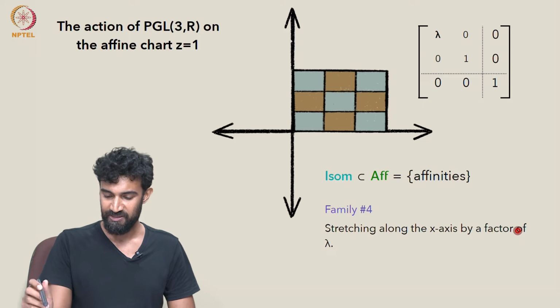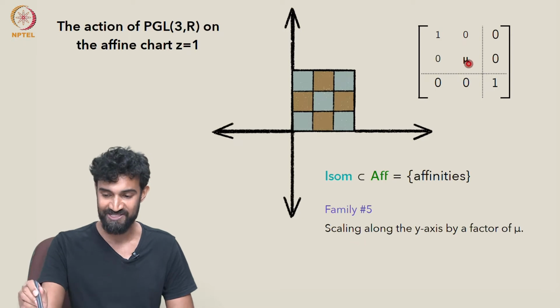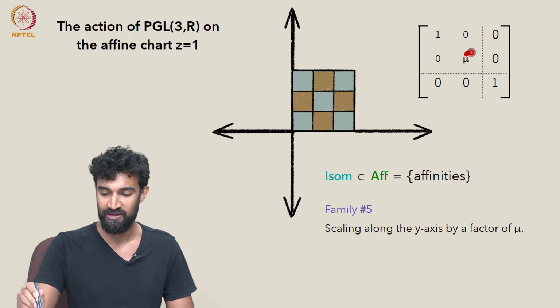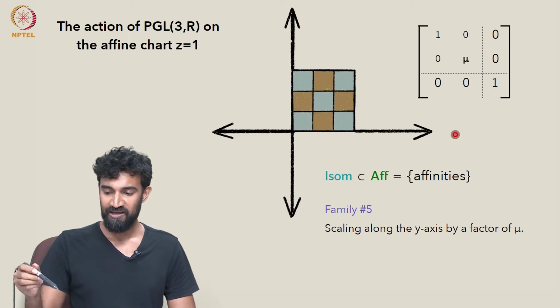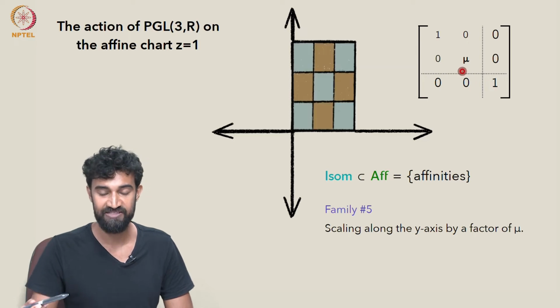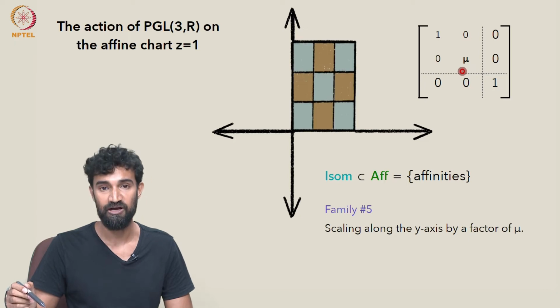So this is my fourth family, and very similarly, we can stretch along the y-axis by letting this entry of the matrix be non-zero, and keeping everything else 0 or 1. So this is again a 1-dimensional family, and by using different values of mu, I can get different scaling factors and stretch along the y-axis by a factor of mu.